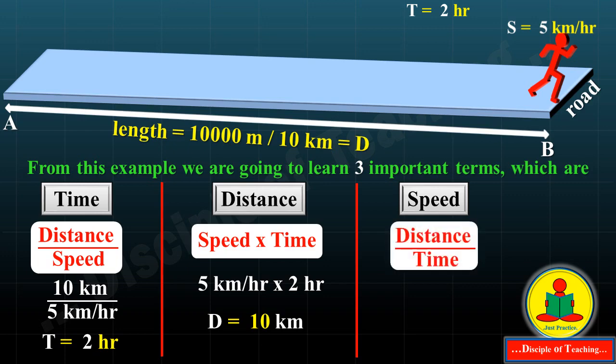Now speed is distance divided by time. Here D is the length of the road, 10 km, and time is the time taken by the person, 2 hours. On cancelling we get S is equal to 5 km per hour, which means to complete the 10 km run within 2 hours of time, the person needs to run with a speed of 5 km per hour. That's it.